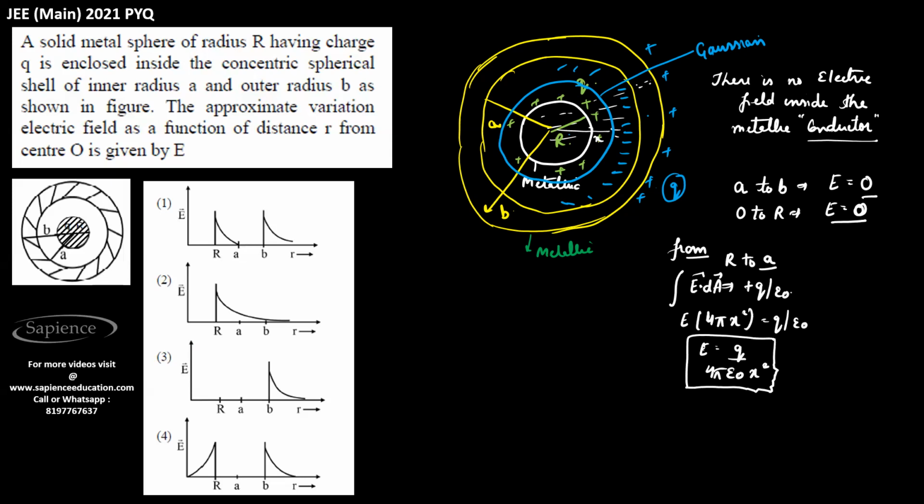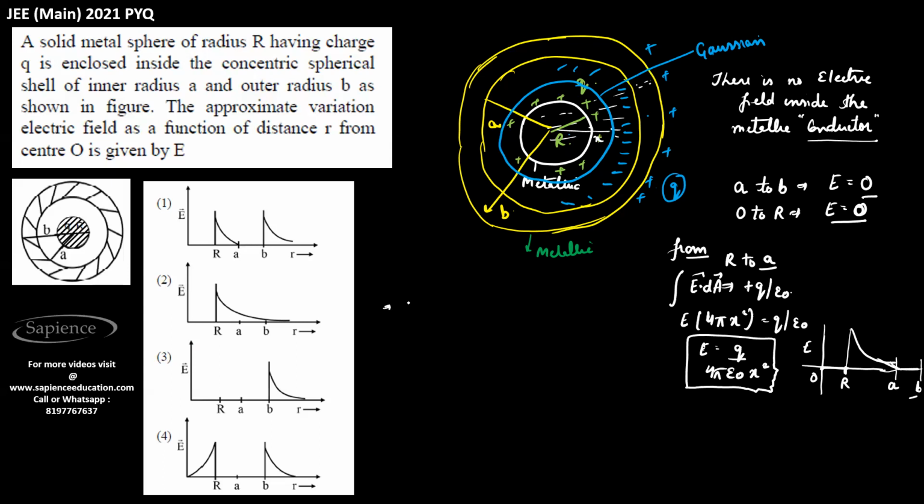And that represents a rectangular hyperbola. So for the region from 0 to R, there is no electric field inside the sphere. But after that, it varies rectangular hyperbolically. So this way it will change till it reaches A, where the electric field becomes zero, because afterward, from A to B, the electric field inside will be zero.